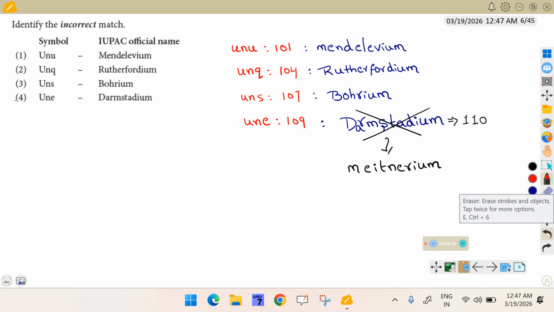The next question is related to IUPAC names. 101 element is Mendelevium, correct. 104 element is Rutherfordium, correct. 107 element is Bohrium, correct. 109 element is given as Darmstadtium, wrong. 109 element is Meitnerium. Darmstadtium atomic number is 110. So the fourth one is incorrect.